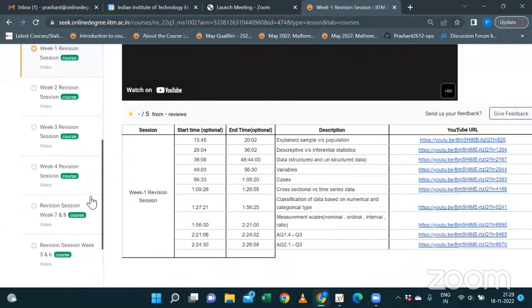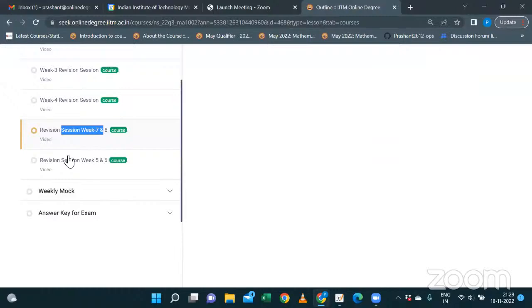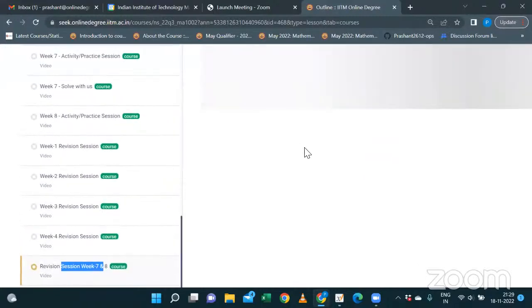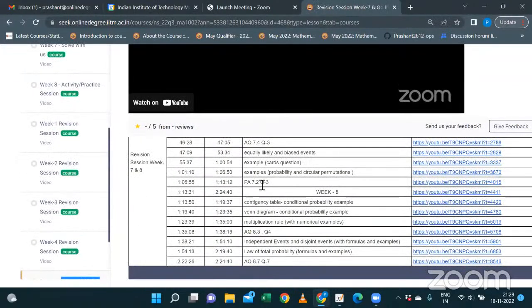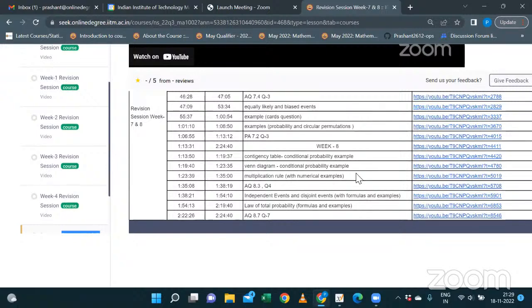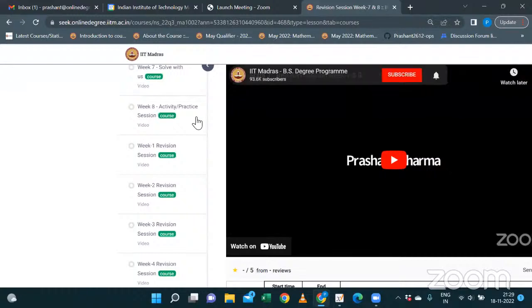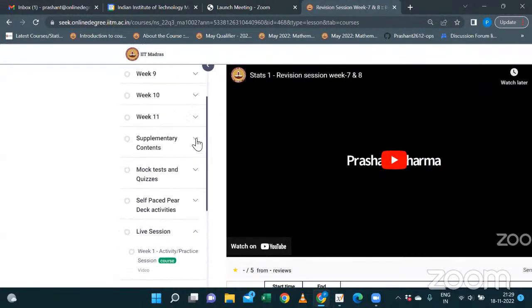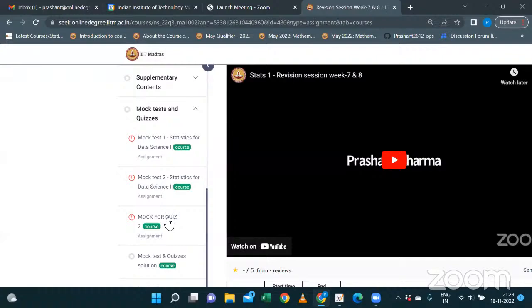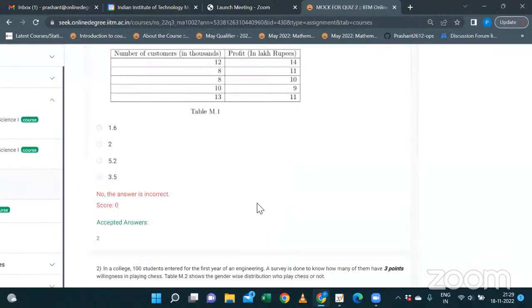Similarly, we have tagged week 7 and week 8. Suppose you are confused about the multiplication rule or Venn diagram, just click on the YouTube link for the multiplication rule. All the things have been covered there. Okay, so let me cover the first mock first here, because that was the target for today's session.